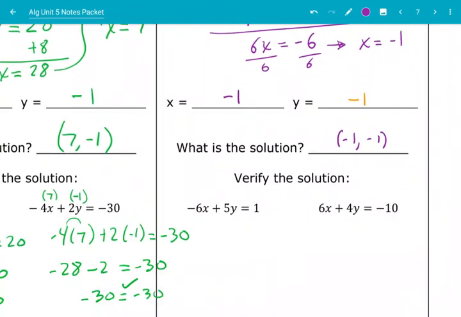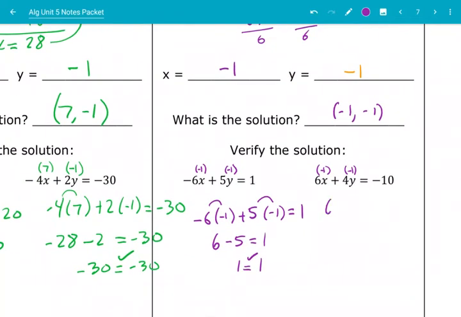Let's verify. We're going to put a negative 1 in for both variables now. Write that right above there so you don't forget what you're doing. Oh, don't forget the 1. All right, minus 6 times a minus 1 plus 5 times a minus 1 equals 1. It's a lot of 1s. Let's multiply there. Minus 6 times a minus 1 is a positive 6. 5 times a minus 1 is a minus 5. That equals 1. Yep, 6 minus 5 is 1. Check.